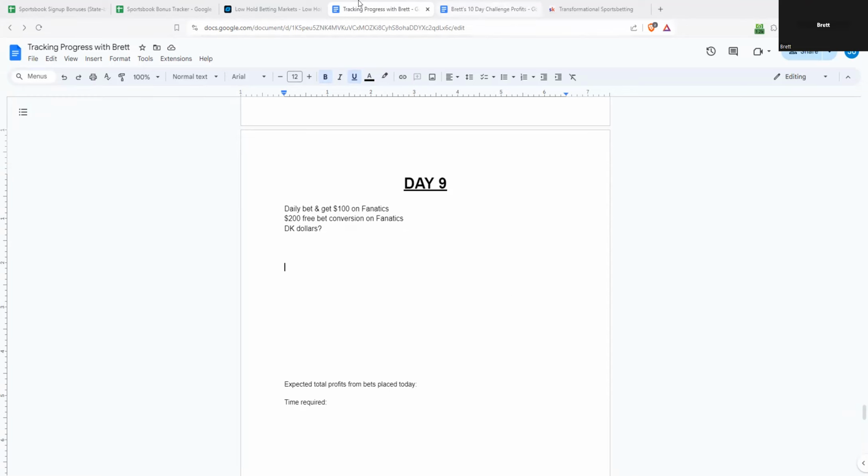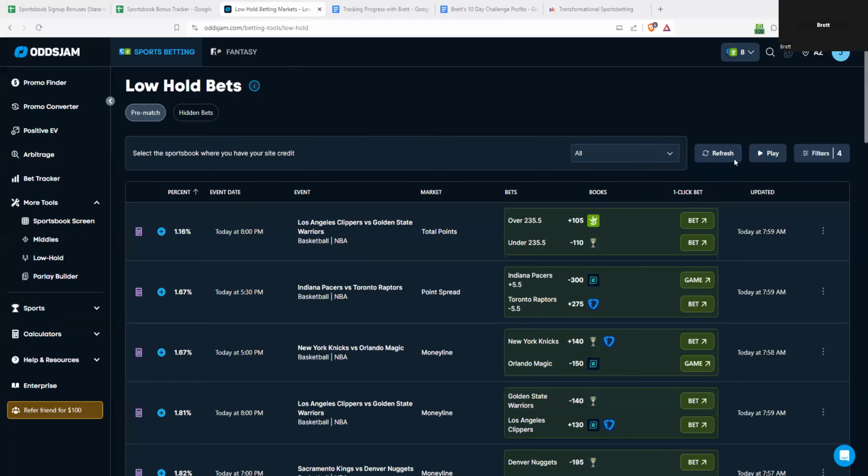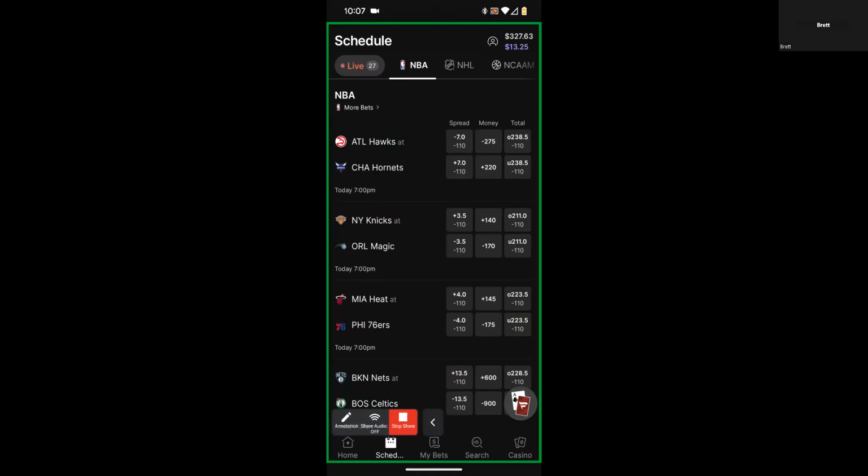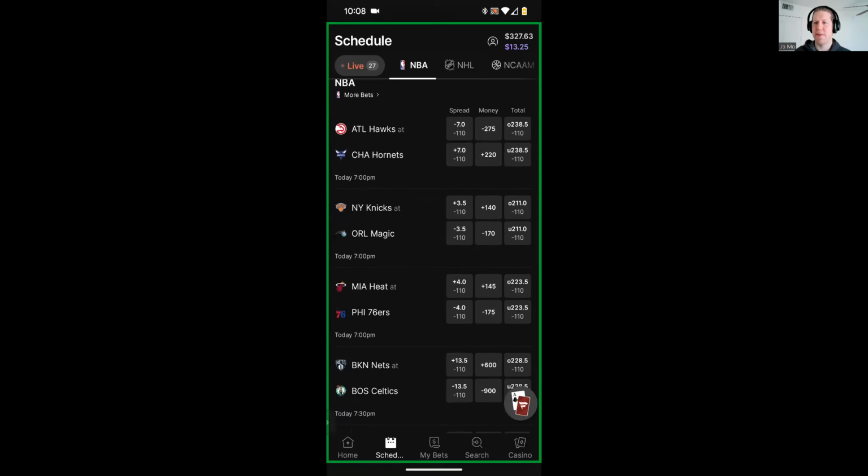So let's go over to here. I'm going to need you to share your screen. I'll stop the share so I can see the lines on Fanatics, because they haven't been showing up on Oddsjam. That seems like the only book that we've had an issue with the lines showing up. Okay, so this one might not be bad.